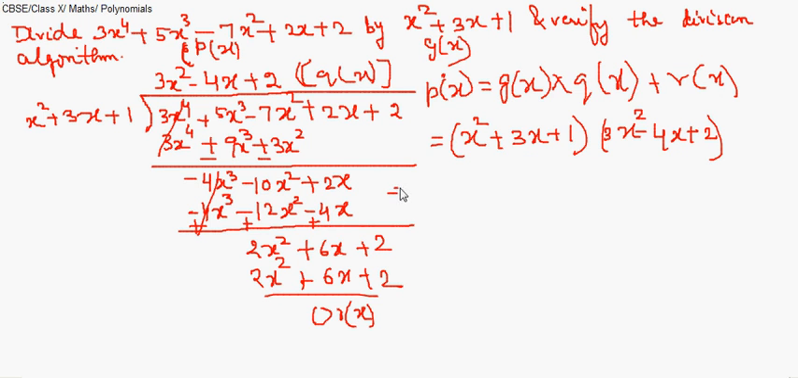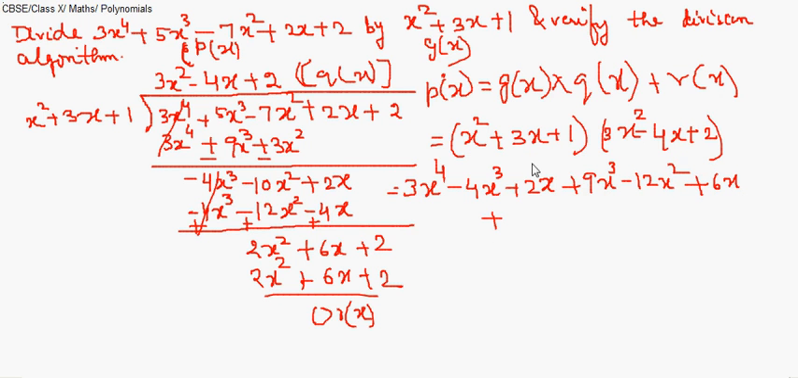If we remove this bracket and start multiplying, we will get a 3x to the power 4. Oh, that's minus, so it will be minus this x square and minus 4x, so it is minus 4x to the power 3. 3x and minus 4x, that's giving x square plus 2, that is plus 2x square. Now 3x, so it is plus 9x cube. And then minus 12x square plus 6x plus 1 multiplied to the rest of them will again be left with the same values. So it is 3x to the power 4 minus 4x cube plus 9x cube, that is plus 5x cube.